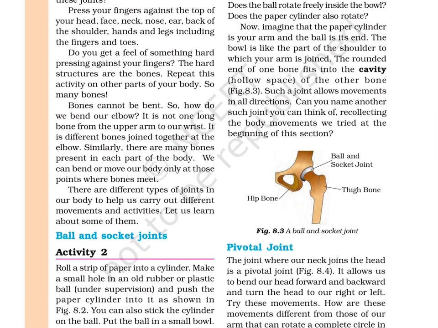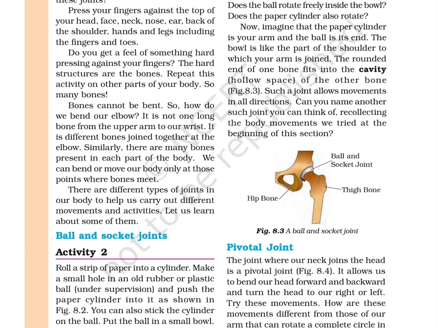So, how do we bend our elbow? It is not one long bone from the upper arm to our wrist. It is different bones joined together at the elbow. Similarly, there are many bones present in each part of the body. We can bend or move our body only at those points where bones meet. There are different types of joints in our body to help us carry out different movements and activities.